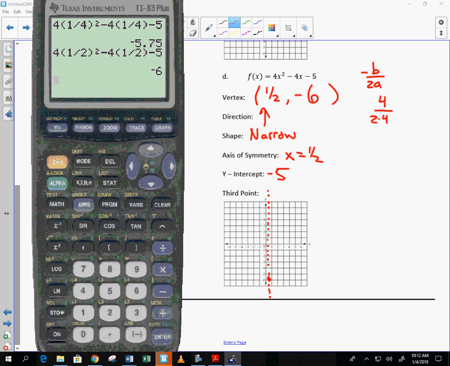The third point. So first I got to take this y-intercept, which is -5. I'm going to put that guy right there. And then it's kind of tough to see, but I reflect it right over there. What's that coordinate? 1, -5. See, that one definitely makes some more narrow value than the others.